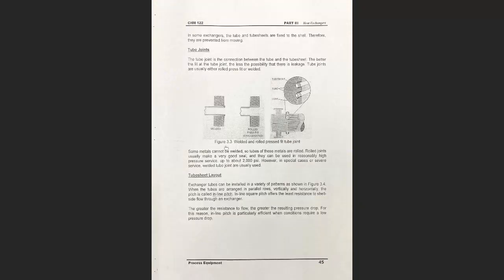Now, guys, the different arrangements of the tubes inside the exchanger are used for a particular service. It says here that when the tubes are arranged in parallel rows vertically and horizontally, the pitch is called inline pitch. Now the inline square pitch offers the least resistance to shell side flow through an exchanger. One of the most important factors, guys, in fluid flow is resistance to the flow.